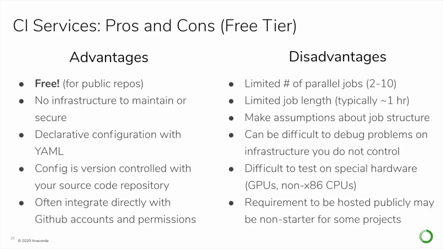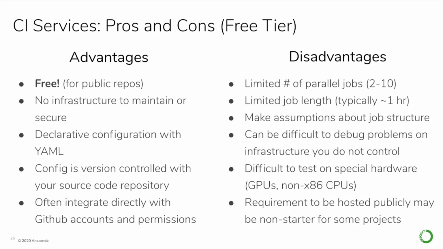There are some disadvantages, however, in that there are a limited number of parallel jobs. Often because it's a free tier, they'll maybe give you somewhere between 2 and 10. And they'll also limit the job length, often to about an hour. And they make assumptions about the job structure. They assume sort of a linear sequence of things. Some of the services have more branching capability in the pipeline possible.